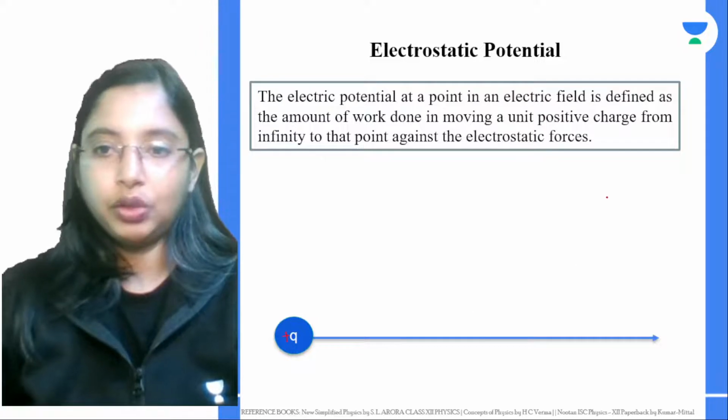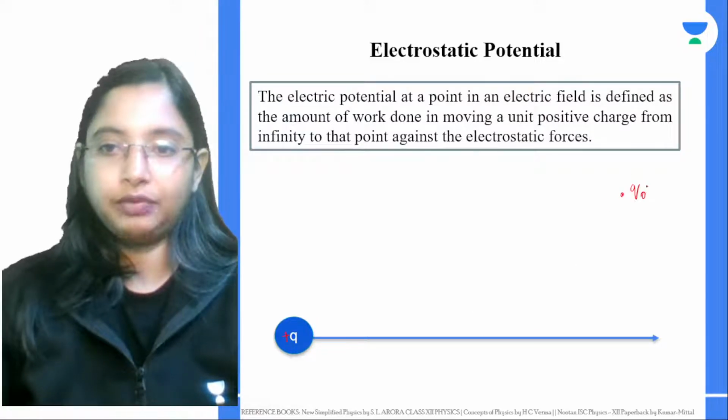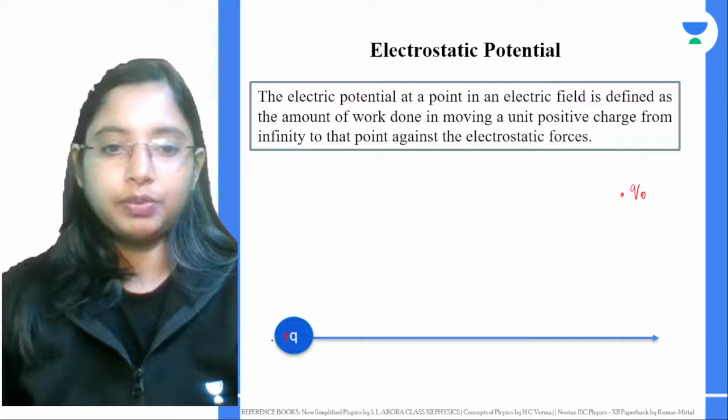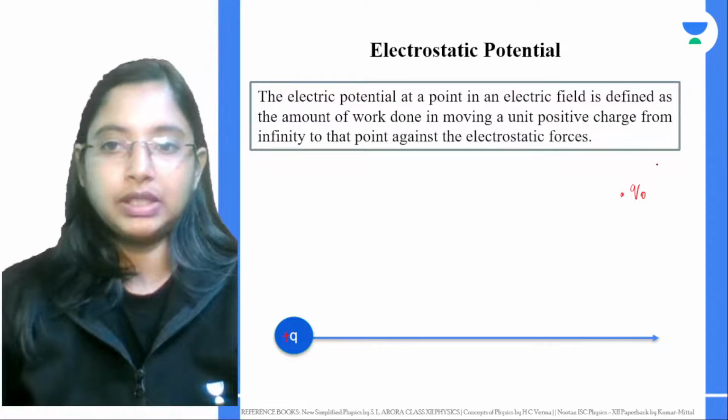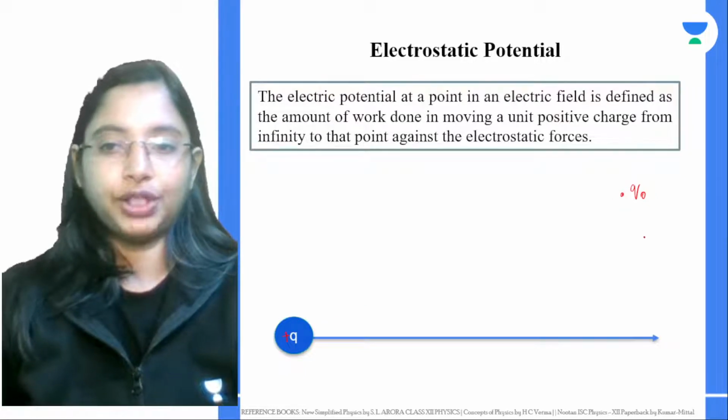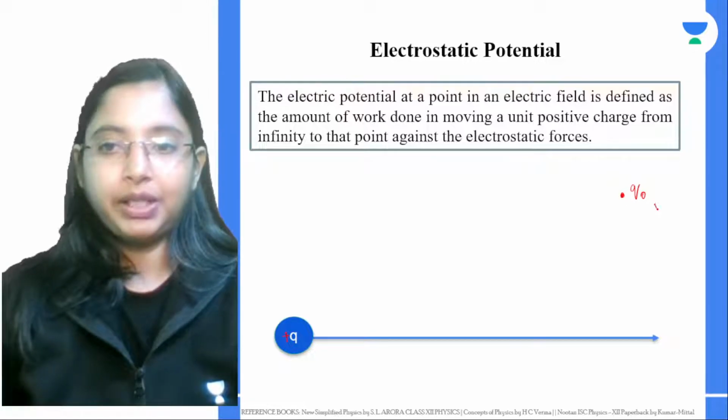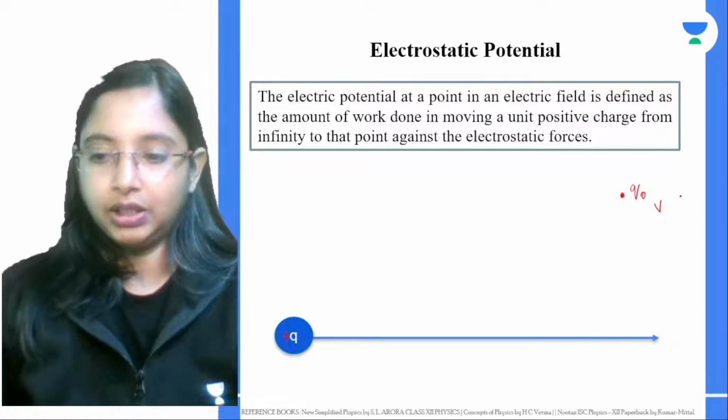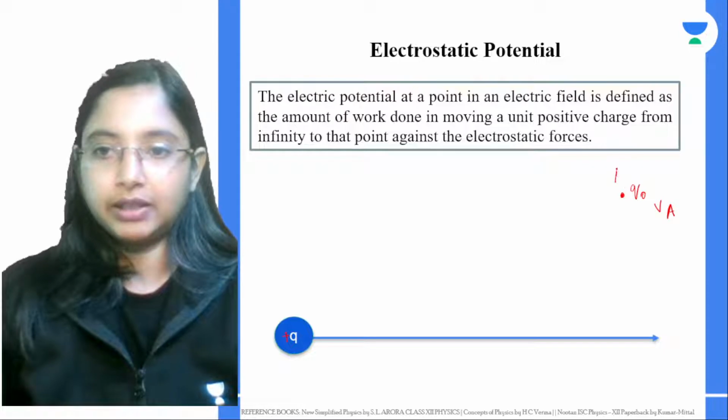instead of that, we are going to bring a unit test charge from somewhere at infinity, meaning there is no influence of this positive charge at this position. So the potential at this point, let's say this point is A, and the potential VA at this point is actually 0.